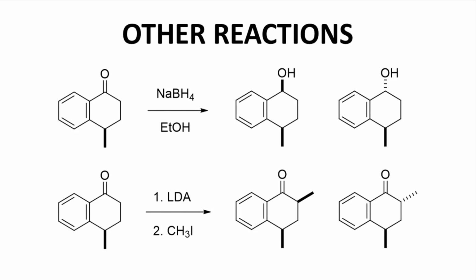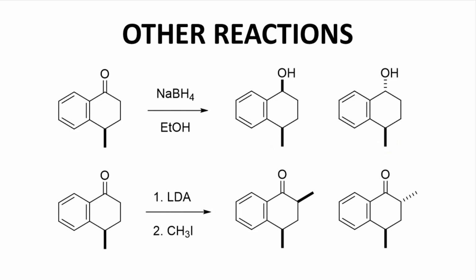Those are some highlights, but stereochemistry is relevant to any reaction that forms a new stereocenter. Two additional examples are on the slide. On the top, reduction of a ketone forms a new stereocenter. In these products, the new alcohol may be cis or trans to the methyl on the other side of the ring. So we could possibly observe two different diastereomers from this reaction.